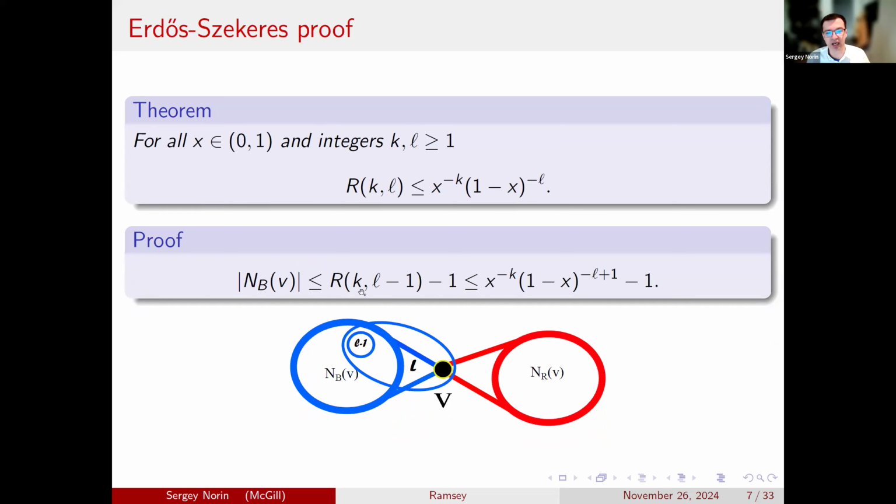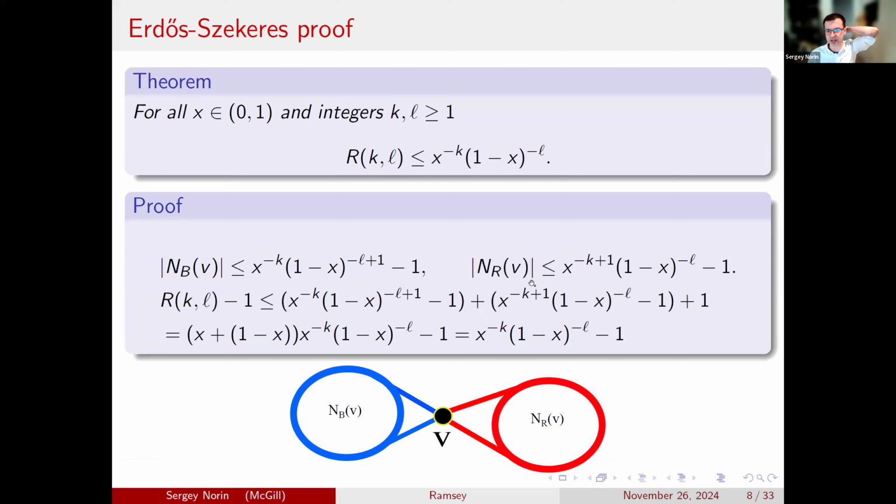And the blue neighborhood must have size at most R(k, l-1) minus 1, because if in the blue neighborhood we find a blue K_{l-1}, then we add v to it and we find a blue K_l. So there is no blue K_{l-1} and no red K_k in the blue neighborhood, which gives us this bound on the blue neighborhood of v, and we use the induction hypothesis, obtaining as shown the bound on the blue neighborhood of v. In the same way, we get a bound in the top line on the red neighborhood of v. Therefore, we get a bound on the total number of vertices, which is the size of the red neighborhood plus the size of the blue neighborhood plus 1, accounting for the vertex v.